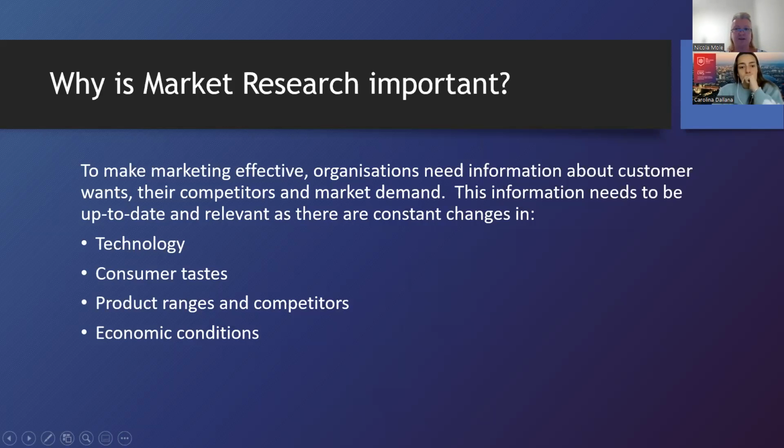Consumer tastes. As a consumer, you might buy different products, okay? Maybe you've seen some advertising on TV, or you went to the movies and something was being advertised to you. You want to buy something different because you've been influenced by what you've seen around you, or maybe your friends have suggested a new product. Okay, product ranges and competitors.